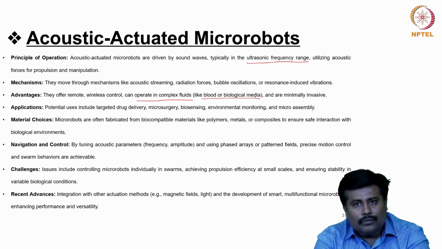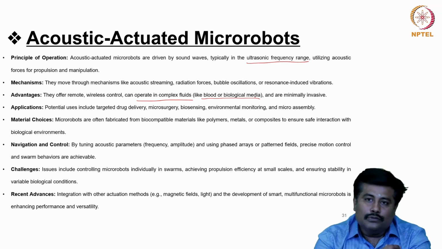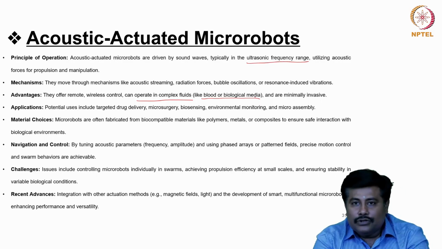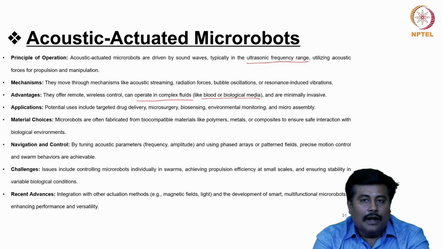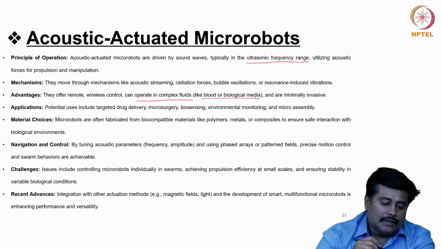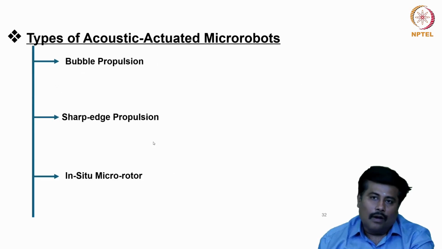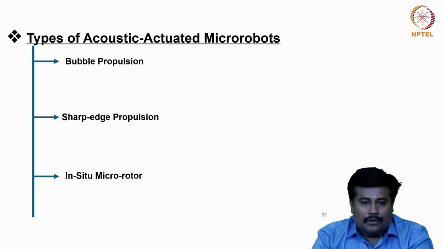From the challenges perspective, some of the key challenges include controlling micro robots individually in swarms, achieving propulsion efficiency at small scales, and ensuring stability in variable biological conditions. Some of the recent advances are integration with other actuation methods, for example magnetic field and light, and development of smart and multifunctional robots, enhancing performance and versatility, with reference to these particular systems.